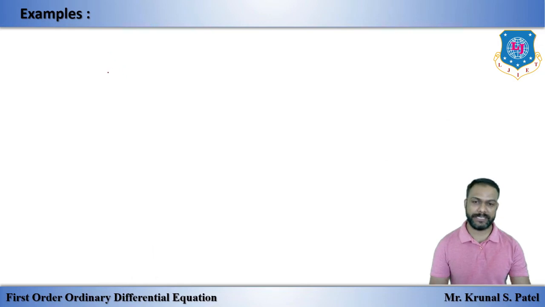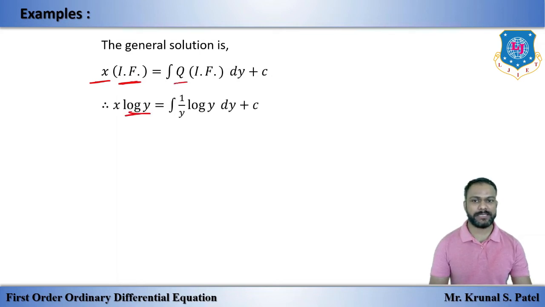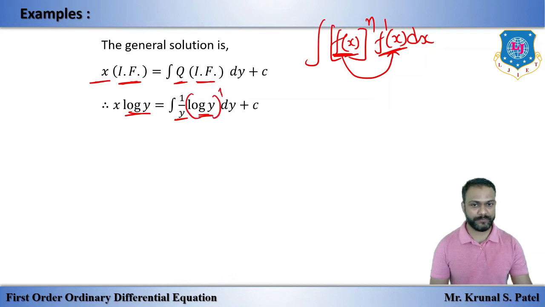So the general solution is given by this formula, x as it is, into the value of IF which is log y. Same way, this is our q, times the value of IF. Now here, what is the formula? To find the integration of this, we have to use this formula, f of x whole raised to n into f dash of x dx. Function with power, and differentiation of function is in the multiplication. Differentiation of function only, not power included. So here this is raised to 1, this is the power.